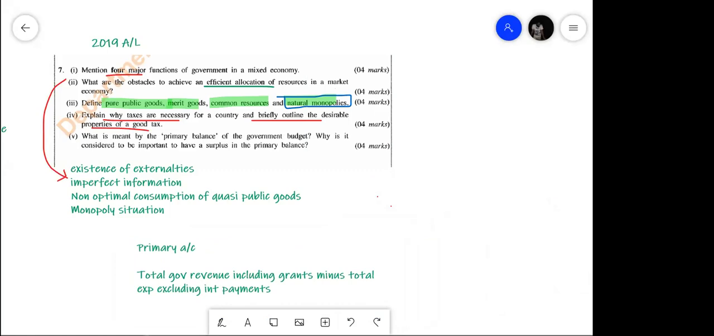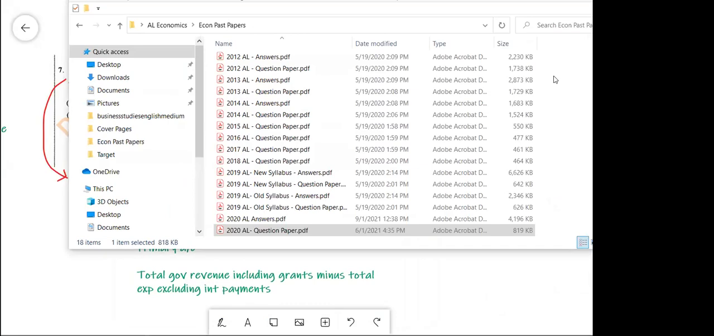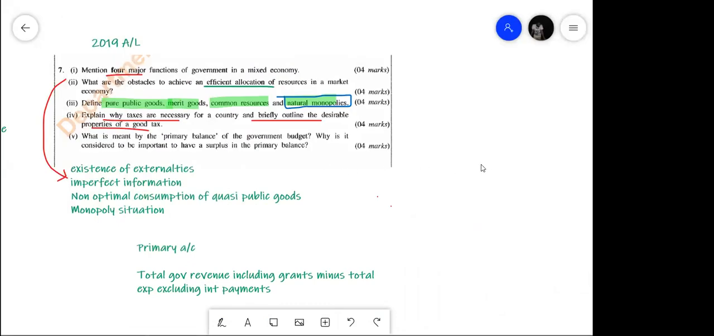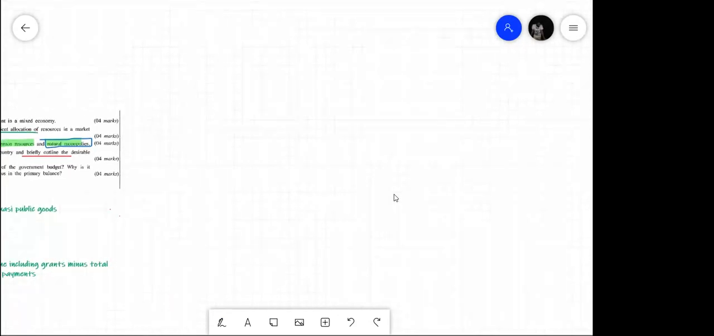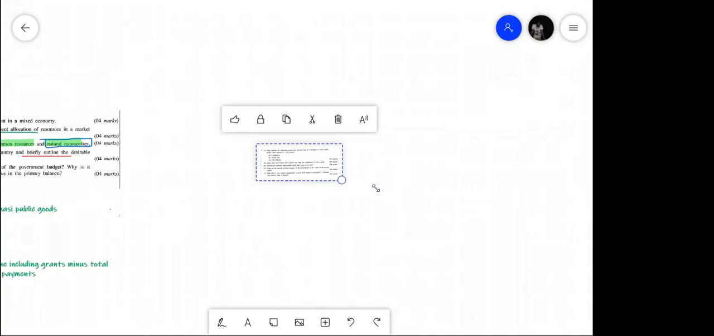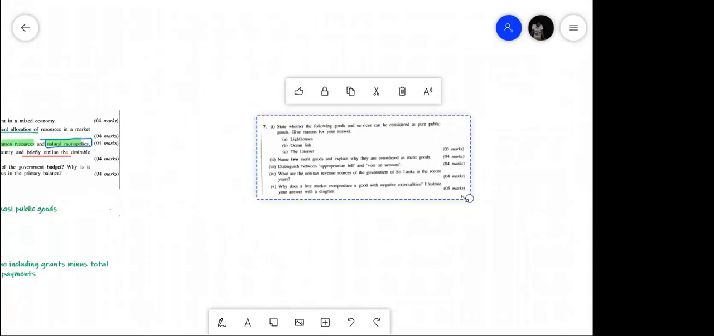The only thing was this vote on account and appropriation. Right. So then we come to the 2020 paper. This is the 2020 paper, right? The latest paper that you have.